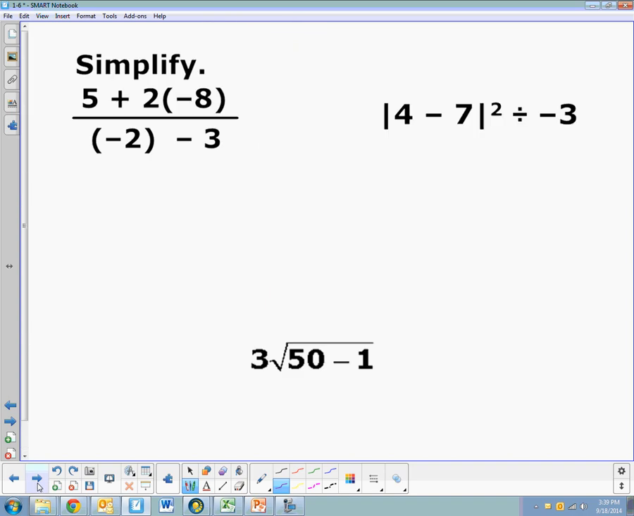Try these 3. Pause it, try these 3. All right, here we go. Deep breath. We got a lot to do here. And so this first one, I'm going to move this over a little bit to give myself some room.